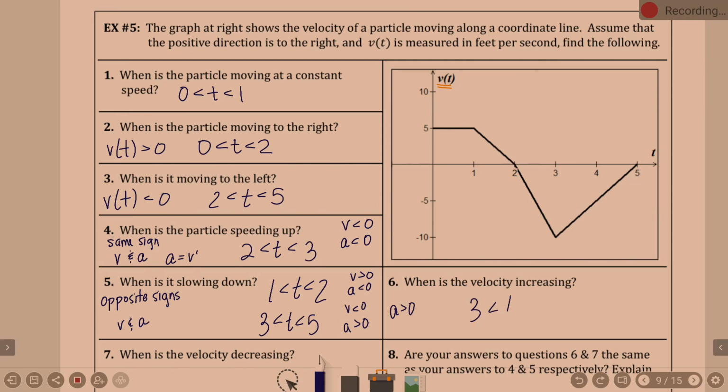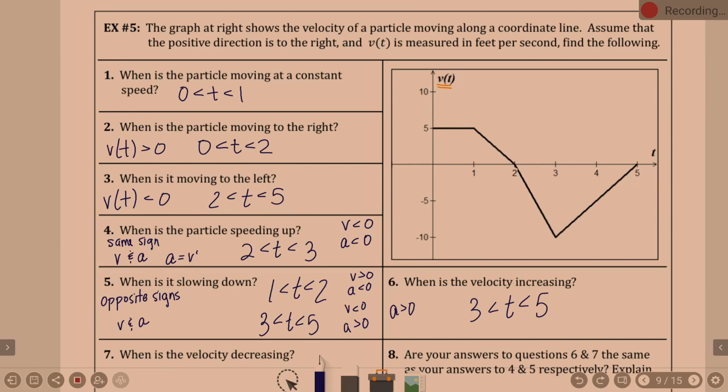So 3 to 5. Okay, because the positive acceleration is going to push it farther. Positive is going to push it right. So that's going to cause your velocity to increase. Okay.